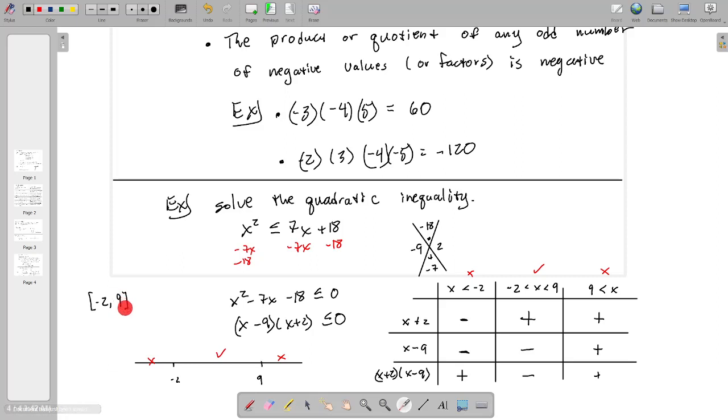When x is equal to 9, we would have 0 times 11, which is equal to 0 and thus satisfies the inequality. When x is equal to -2, we would have -11 times 0, which is still equal to 0 and thus satisfies the inequality. So -2 and 9 need to be included in the solution set, hence the brackets. Okay. And we can see on our graph that we would have either brackets here or a closed circle, and this will be the graph of our solution.